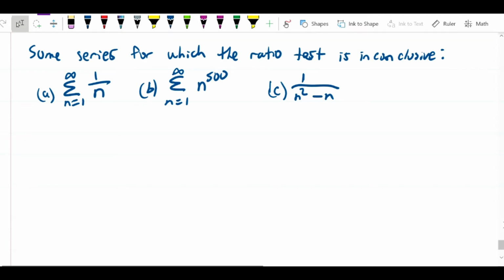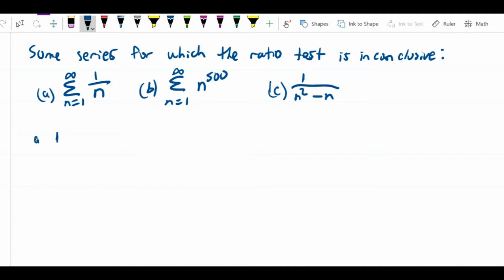So I just want to show you some series for which the ratio test is inconclusive. Because it might be tempting to say, oh, I don't need any of those comparison tests anymore because now I have the ratio test, but it often doesn't work. So let's just look at A, where we have the sum from n equals 1 to infinity of 1 over n. And I think, as I've mentioned, this, by the way, is called the harmonic series. We know that this diverges because it's just a p series with p equals 1.